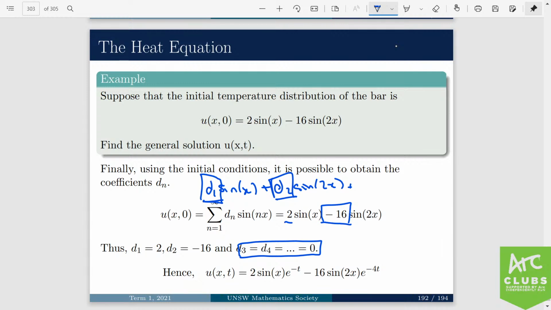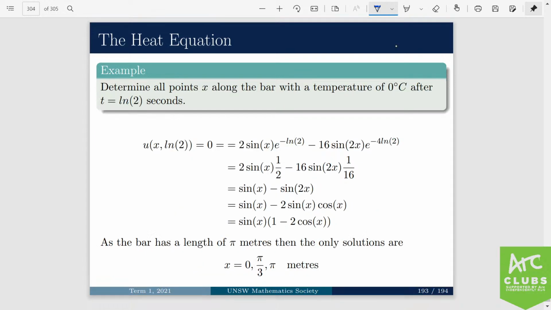Hence, if we bring t back in and we take this infinite sum, the only terms that aren't going to be 0 are the first and second term. So u of x and t is equal to 2 times sine of x e to the negative t, because remember it was e to the negative n squared t. So n equals 1 makes this 1, and n equals 2 makes this 4. So then we've got negative 16 sine of 2x e to the negative 4t. And that's how we get our general solution of u of x and t.